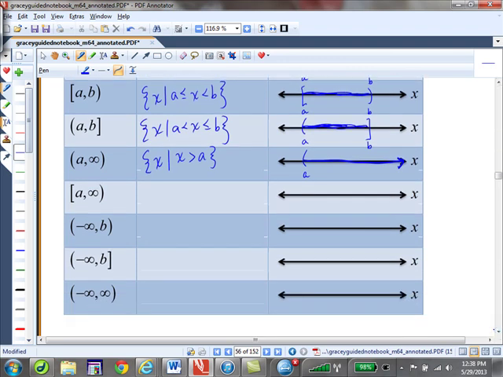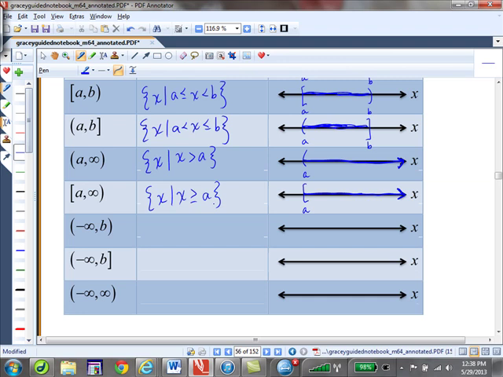Now, if we were to include A, we would have the square bracket, and then, again, we would darken the arrow. So here we would have x such that x is greater than or equal to A.